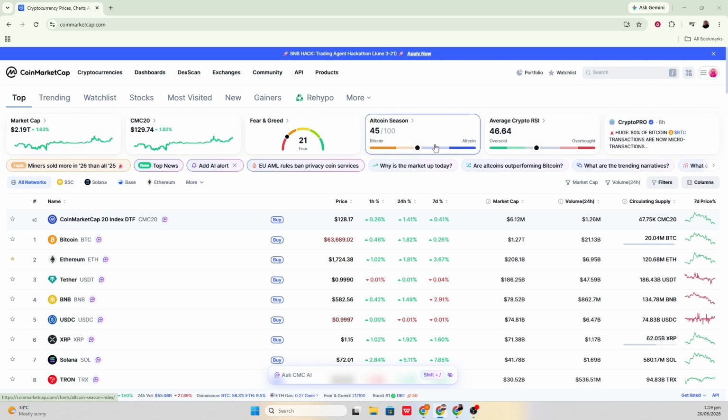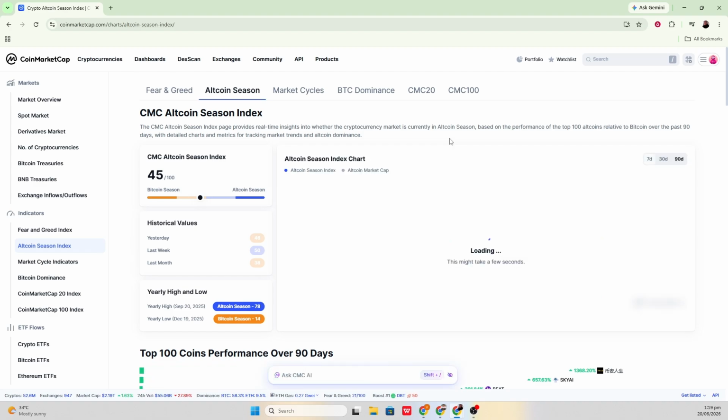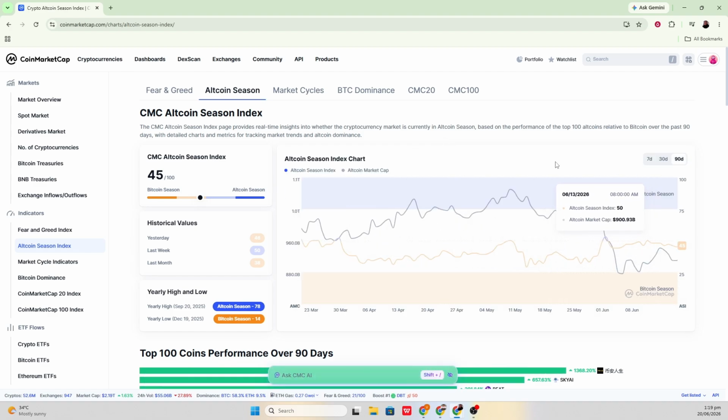Check the meter to see the current direction of the market and whether the focus is moving toward Bitcoin or altcoins. Click on the meter to view more details, including historical data from previous days and weeks. Review the altcoin index, the current trend, and the graph showing how altcoin season has changed over time.